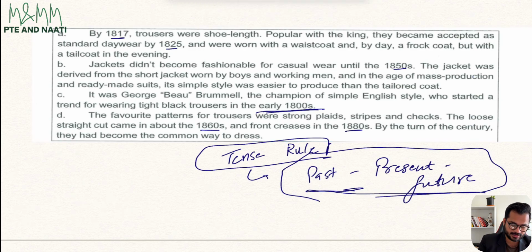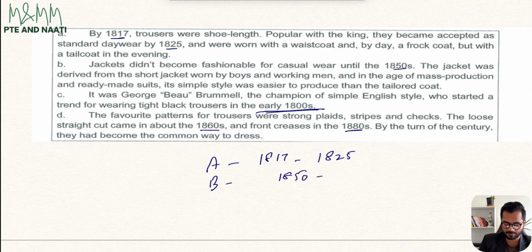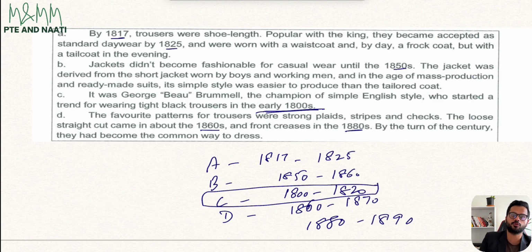So sentence A is happening in 1817 and 1825. Sentence B is happening in the 1850s, so that means 50 to 60. C is happening in the early 1800s, so I'm just going to say 1800 to 1820. And then D is happening in the 1860s, which is 60 to 70, and then the 1880s, which is 80 to 90. Now, if you have a look at the years I've written here, which sentence should come first? Definitely the C sentence, because it's the earliest, the most past, 1800 to 1820. So C would be my very first.